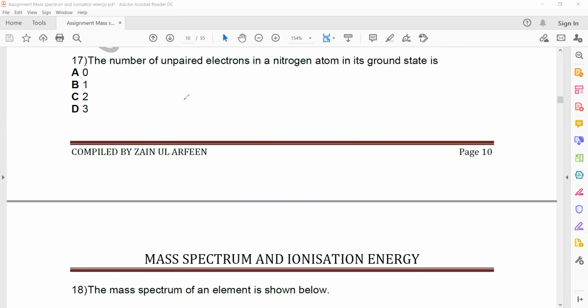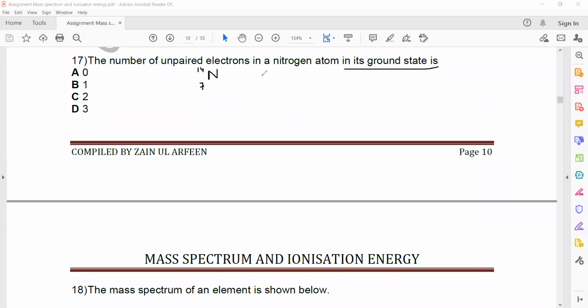The number of unpaired electrons in a nitrogen atom in the ground state. Ground state means it does not lose or gain electrons, a normal configuration. So when we draw the structure of nitrogen, it is 7 and 14.